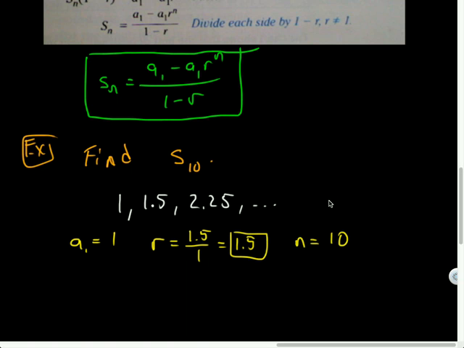Notice in the arithmetic sum, I needed to know the first term, the last term, and how many terms there were, but I didn't need the common difference. In this one, I need the first term, the ratio, and how many terms there are, but I don't need the last term. So I don't have to figure out A10 first, and I can bypass using a whole formula, where yesterday, if this was arithmetic, we would have had to use 2 formulas. Question, comment?